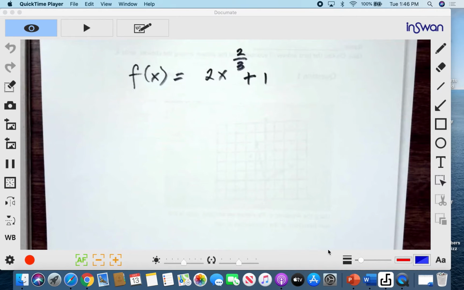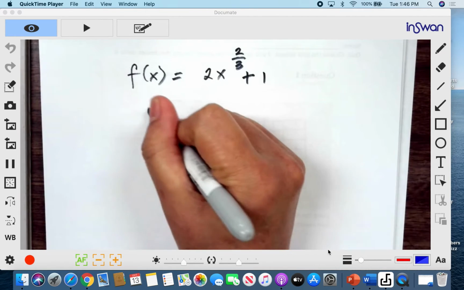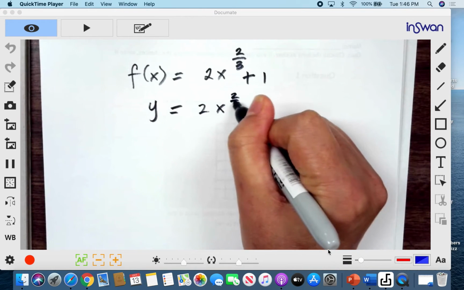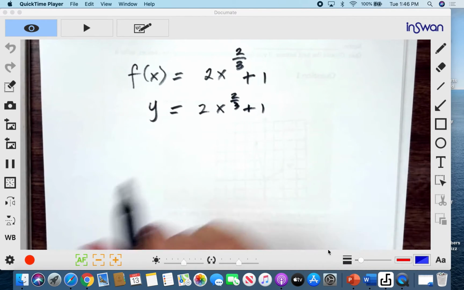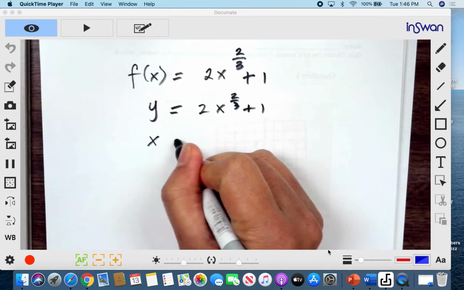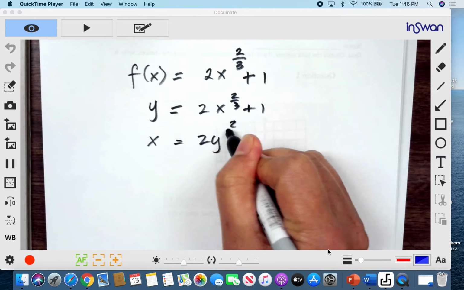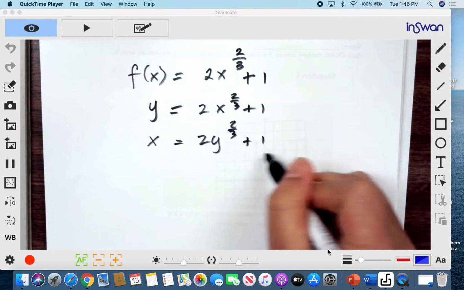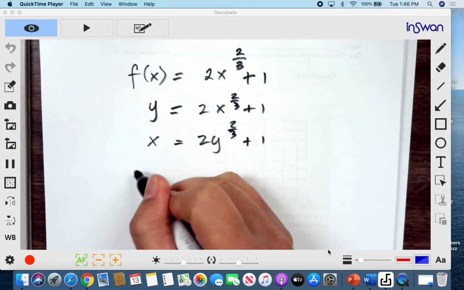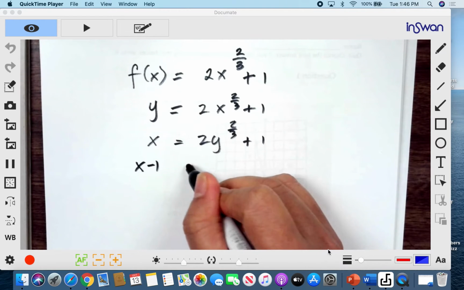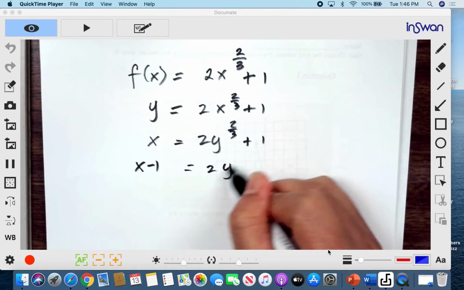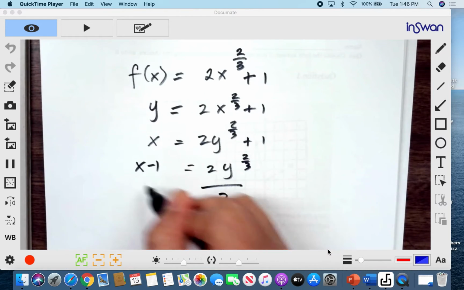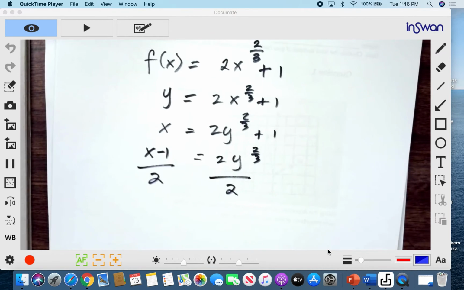Next, f of x equals 2x raised to 2/3 plus 1. So first step, y equals 2x raised to 2/3 plus 1. Second step, switch x and y: x equals 2y raised to 2/3 plus 1. And of course, I'd like to isolate y. I don't need positive 1 here. So this now becomes x minus 1 equals 2y raised to 2/3. Then of course, we will divide by 2 both sides of the equation.